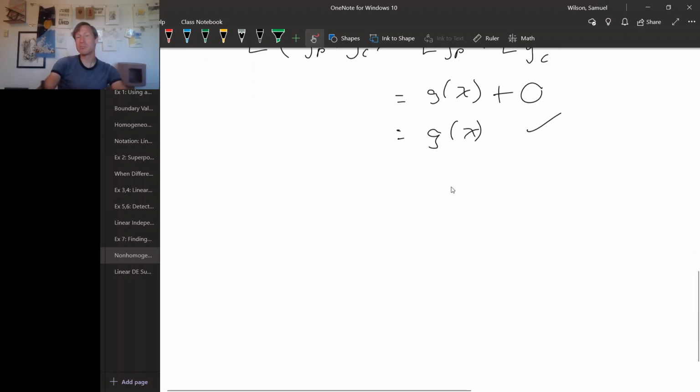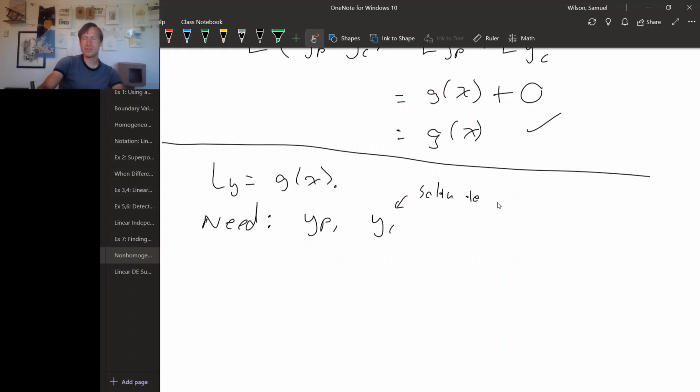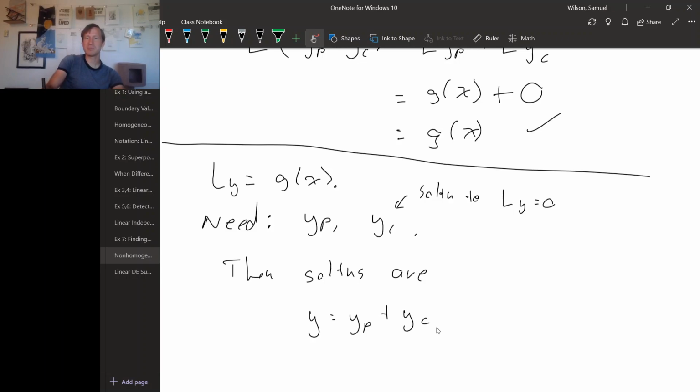All right, so finally we have a recipe for coming up with new solutions to a non-homogeneous equation. For a non-homogeneous equation, L applied to y equals some function g of x, what we need is a particular solution and a complementary function. Remember, the complementary function is a solution to the associated homogeneous equation L applied to y equals 0. Then all the solutions to the equation are given by just the particular solution plus the complementary solution.